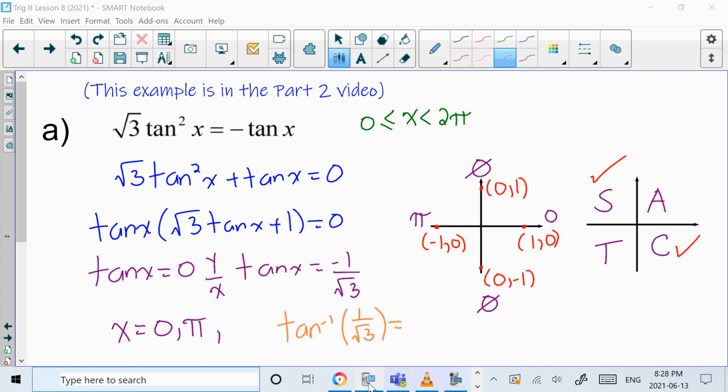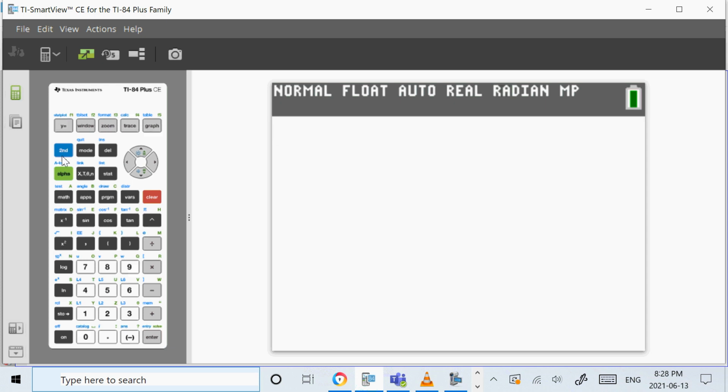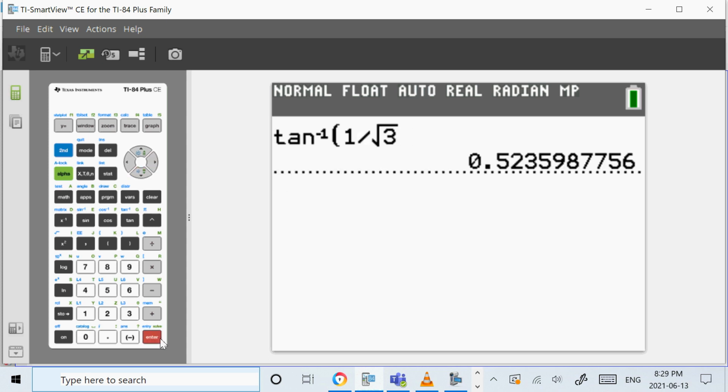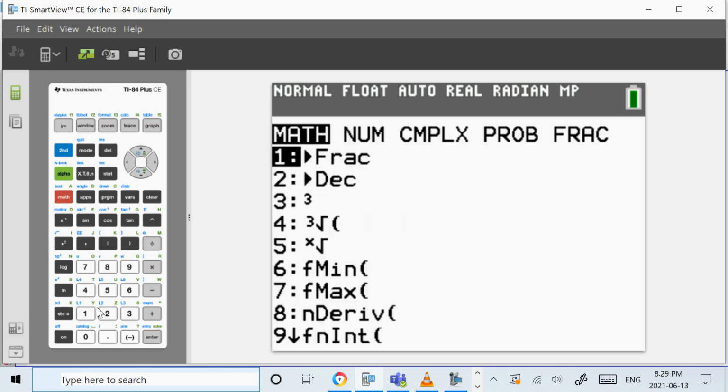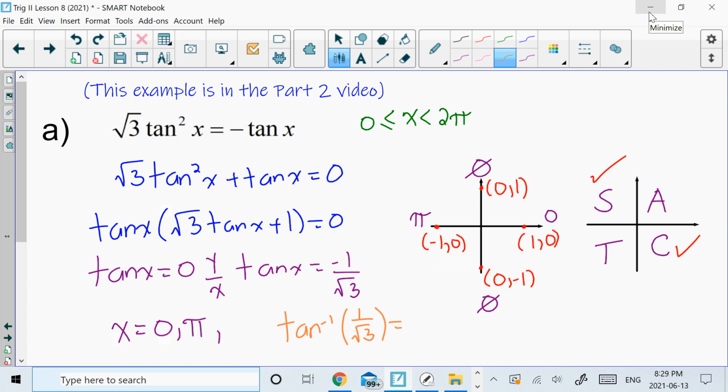So if you want to take out your calculators, make sure that you are in radian mode. And let's take the inverse tan of 1 divided by square root of 3. That gives us the reference angle of 0.523. And to find the exact value, I'm going to divide that number by pi, and I'm going to math 1 fraction it. So that would give me a reference angle of 1 pi over 6, or pi over 6. So pi over 6, that is my reference angle.